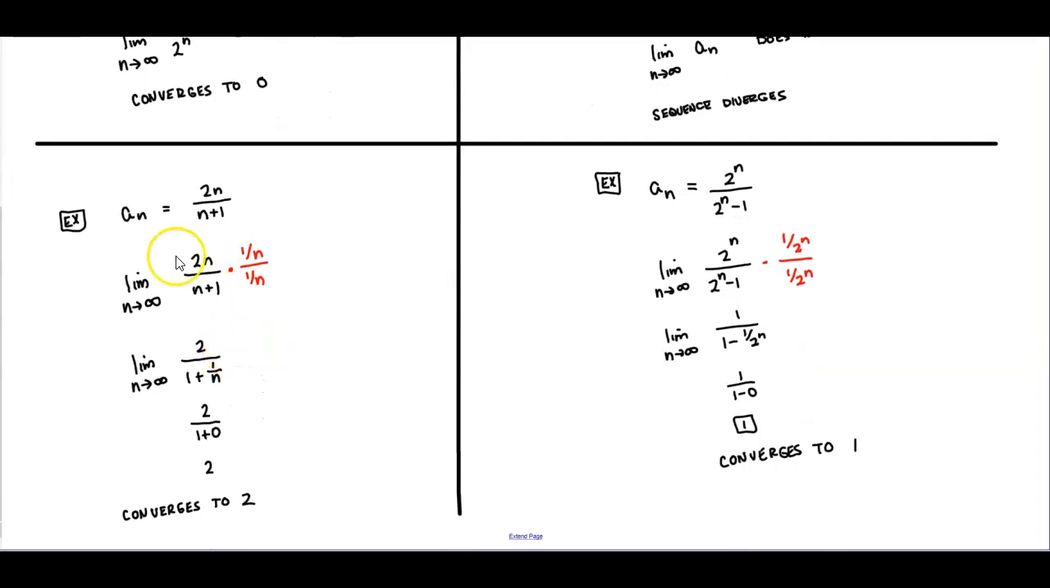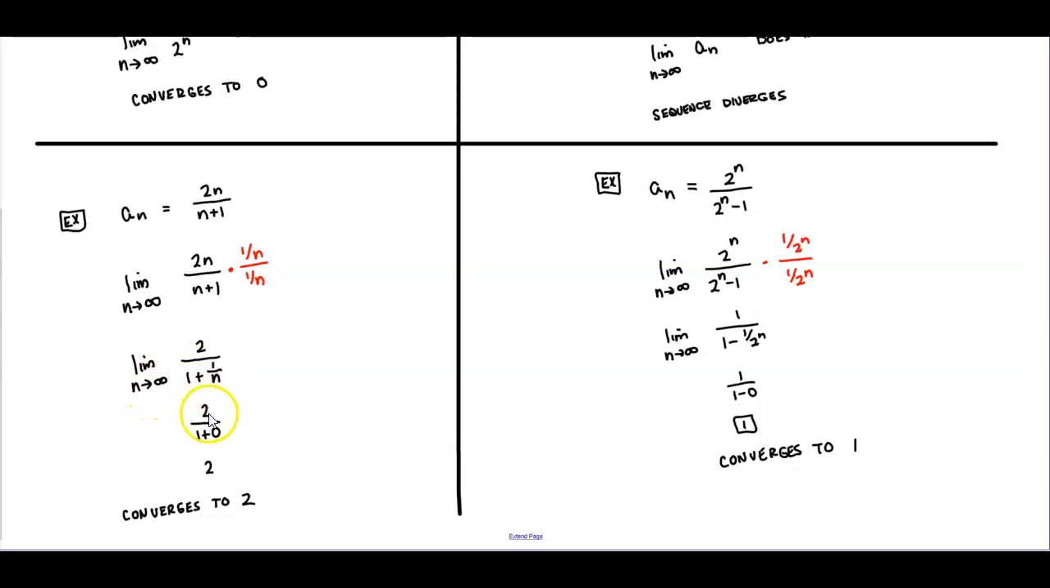The next example, we have the sequence formula a subscript n, which is equal to 2n divided by n plus 1. So as we take the limit as n approaches infinity of this, we can multiply both the numerator and denominator by 1 over the highest power in the denominator, which would be n. So we have 1 over n times the denominator and 1 over n times the numerator. So we end up with 2 in the numerator and then 1 plus 1 over n in the denominator, and we're taking the limit as n approaches infinity.